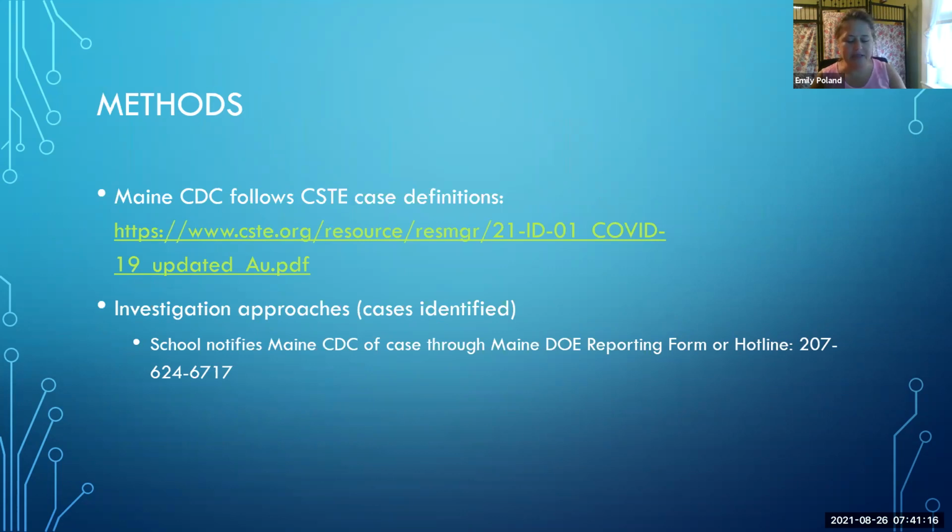And the methods section goes through what Maine CDC follows for case definition and how a case starts being investigated. The first thing that happens is when a school finds out about a case, and that's through a parent notification or a doctor's notification. Whenever the school learns of a case of COVID, they have the responsibility of reporting that to the state. It is done through the reporting form for DOE or through the hotline. We really prefer that you use that reporting form that's online. It is the quickest and most streamlined way to report that case.